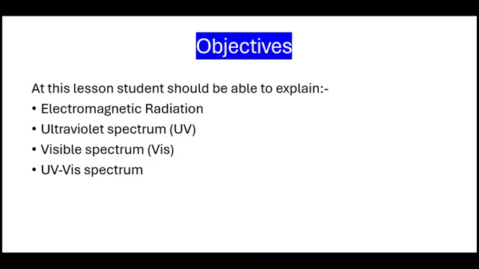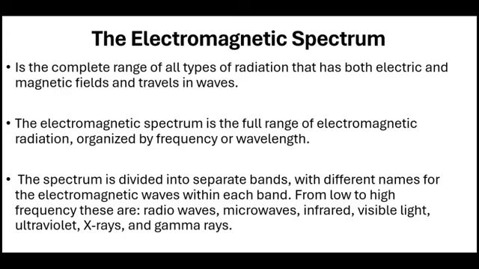Today, we are going to be talking all about spectroscopy. Without further ado, let's get started. UV spectroscopy, UV-visible spectroscopy. At the end of this lesson, students should be able to explain electromagnetic radiation, the range of all types of radiation that has both electric and magnetic fields and travels in waves.